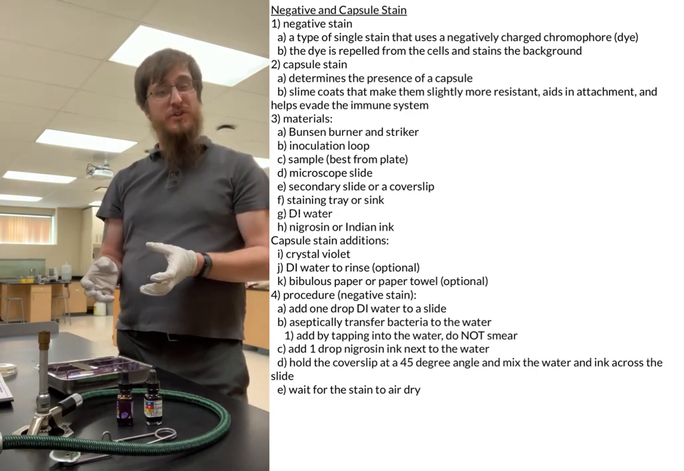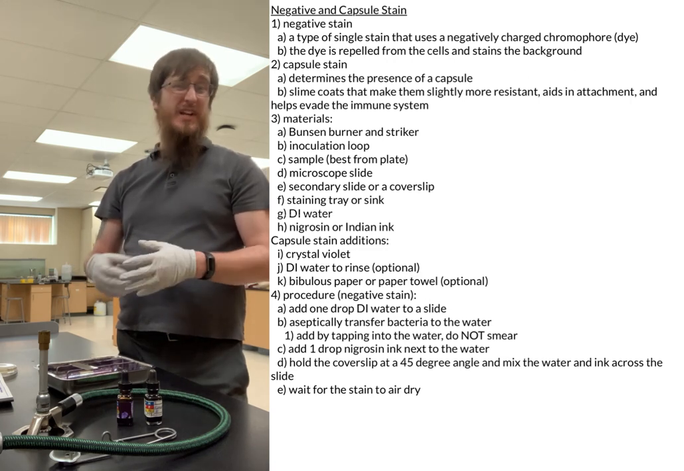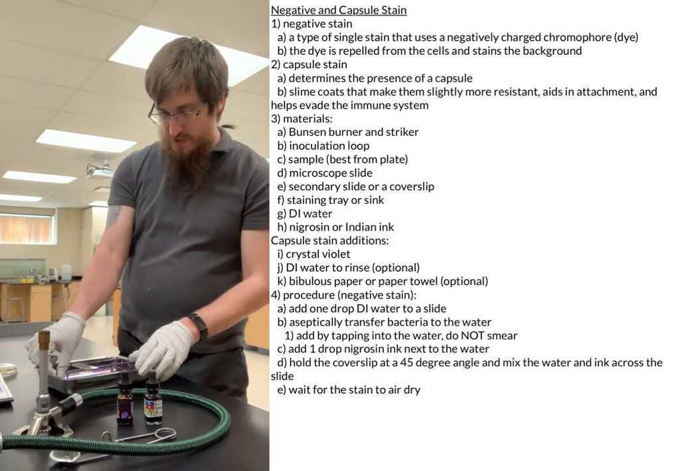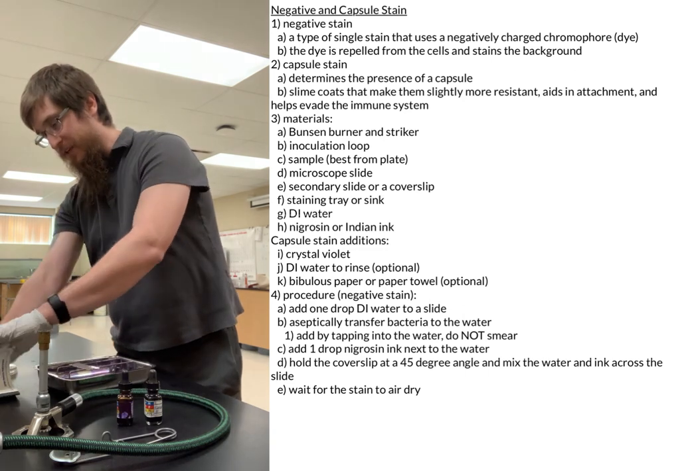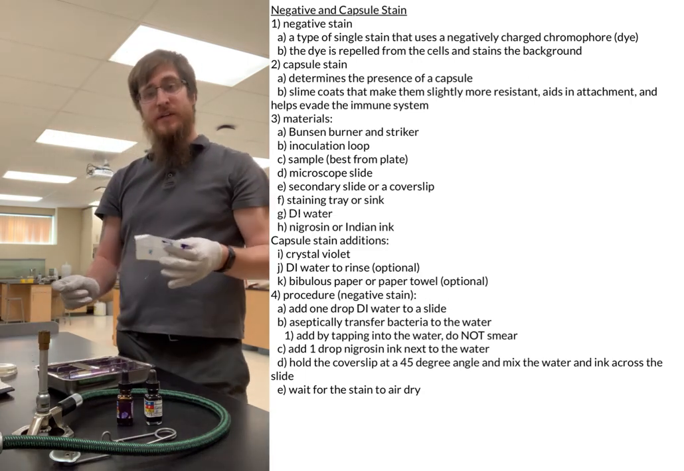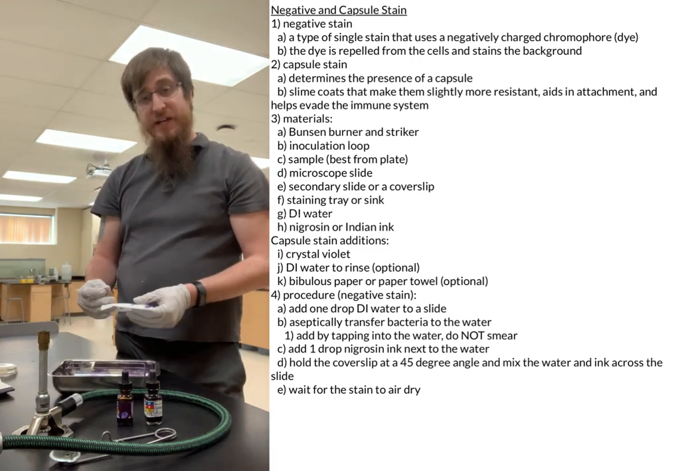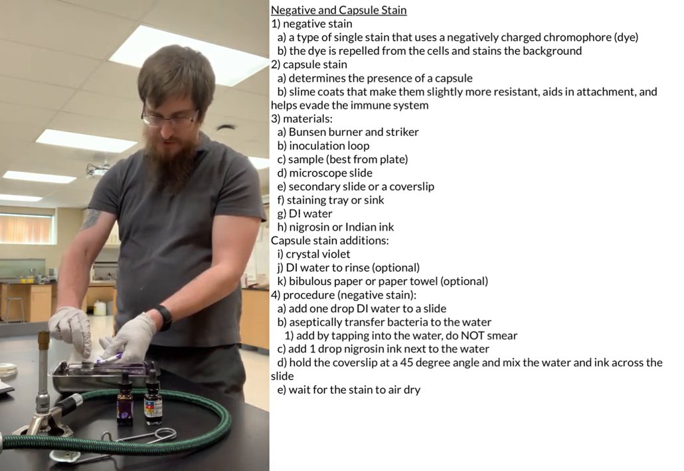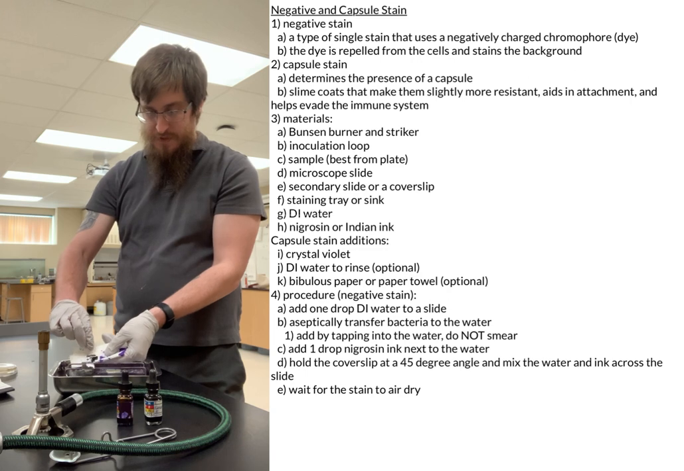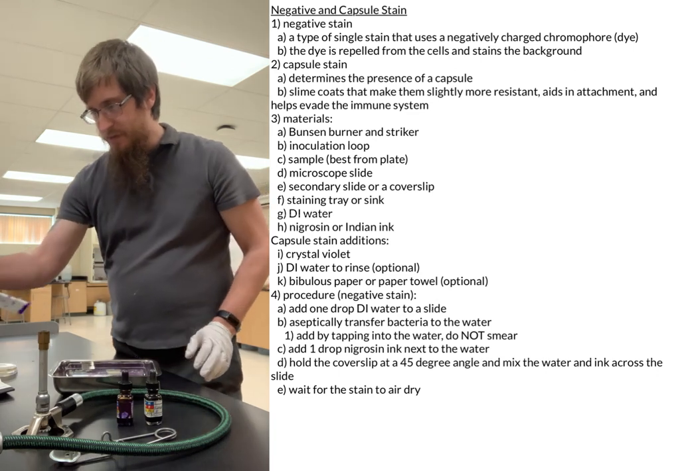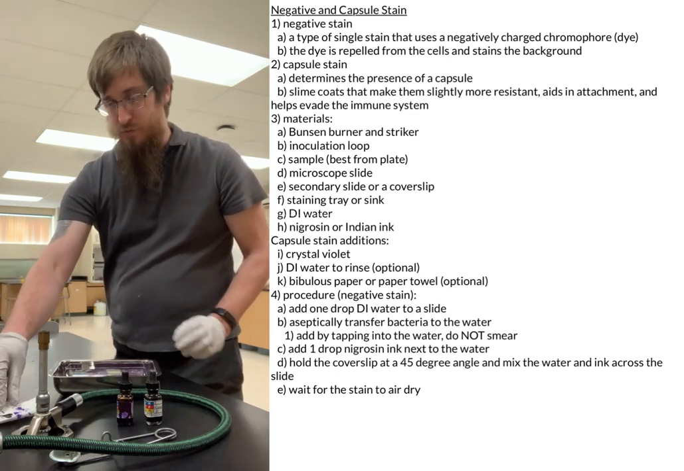It depends on how much water you have on there, and how much stain you got on there. If you have a lot of excess nigrosin ink, a trick you can use: if you have a paper towel or bibulous paper, you can take your cover slip and push the excess stain off the edge of the slide onto the bibulous paper. By doing that, I'm soaking up some of that excess fluid, and I'm going to reduce my wait time.